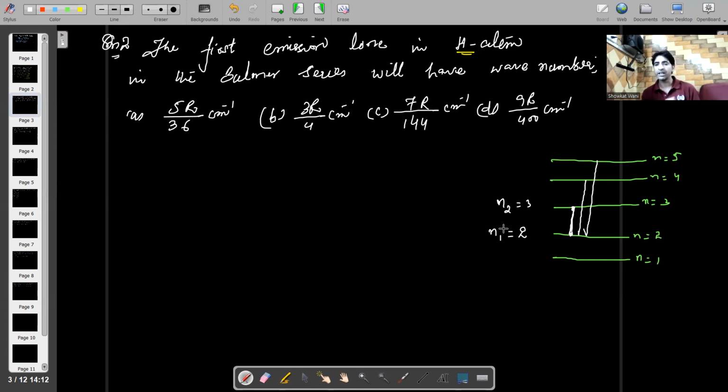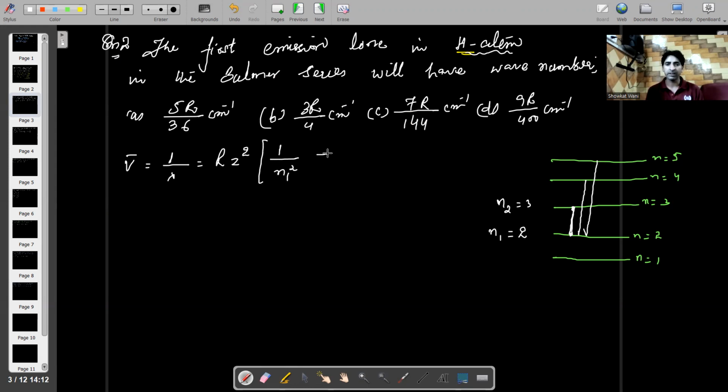Now we can use the Rydberg formula to determine the first emission line. Isn't it? So what is the Rydberg formula, from which we get the wave number? Wave number is equal to 1 divided by lambda. It is equal to R Z square, where R is the Rydberg constant and Z is the atomic number. In the present case, we are discussing the hydrogen atom. So Z is equal to 1, into 1 divided by n1 square minus 1 divided by n2 square.